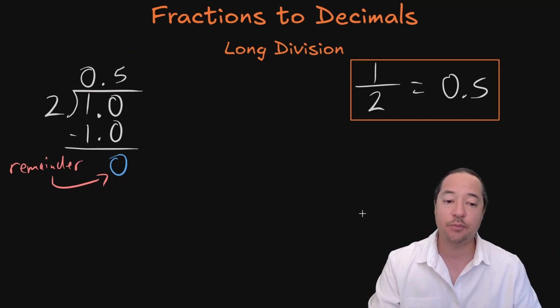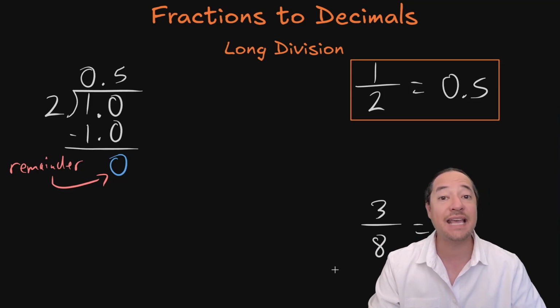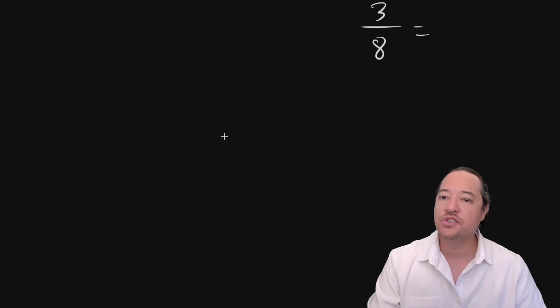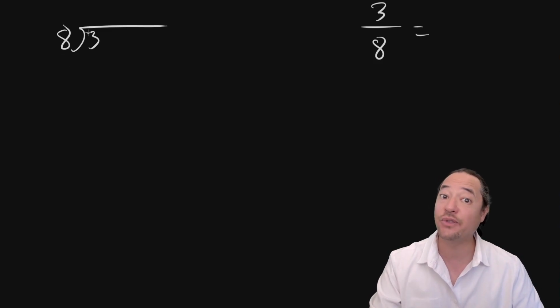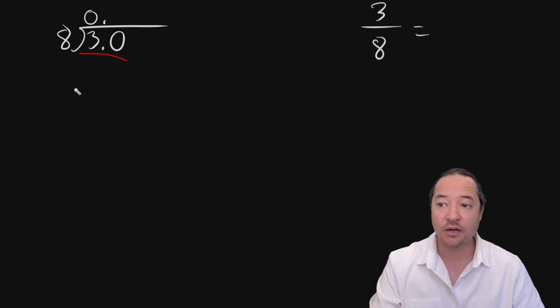Let's try another example. How about 3/8? What does that equal? So let's do this. We're going to do 3 divided by 8. Let's do the long division. Here again, we're going to get 0. 3 is less than 8. So now we have to bring in one of these infinite zeros that we have after any number. How many times does 8 go into 30? Well, 8 times 4 is 32, so that's too big. So we're going to be doing 8 times 3.